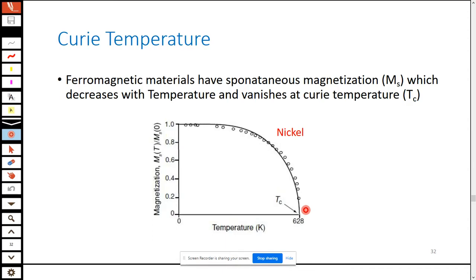There are many materials which are ferromagnetic but only at low temperature. If you go below 100 Kelvin, even below 5 Kelvin, many materials are ferromagnetic as well, but they are not so useful for applications.